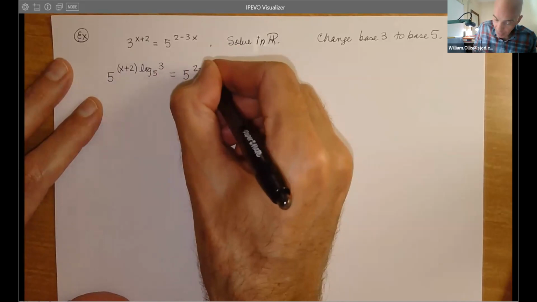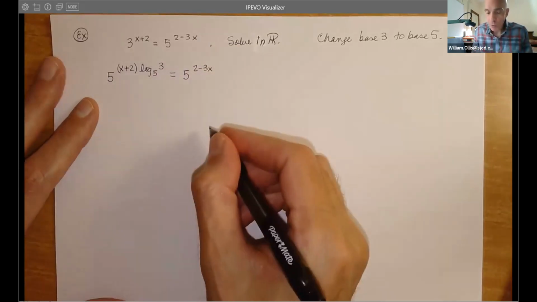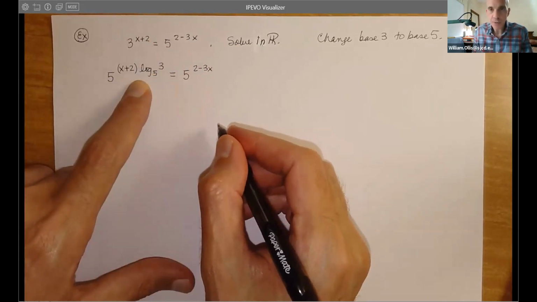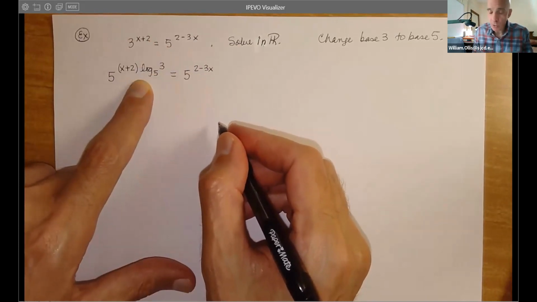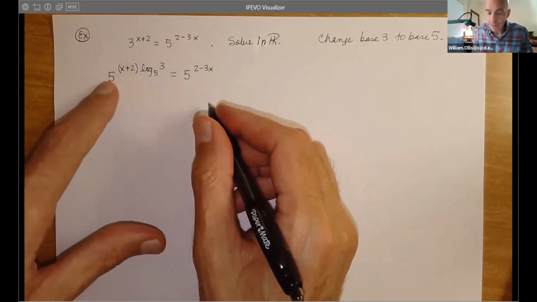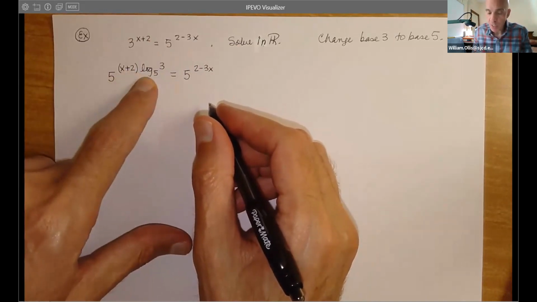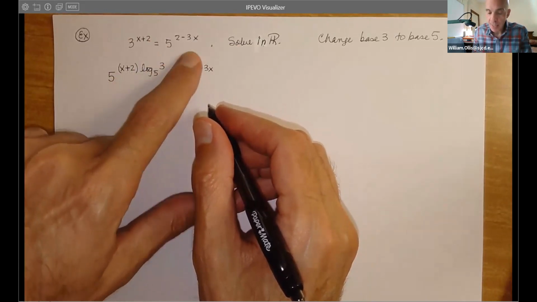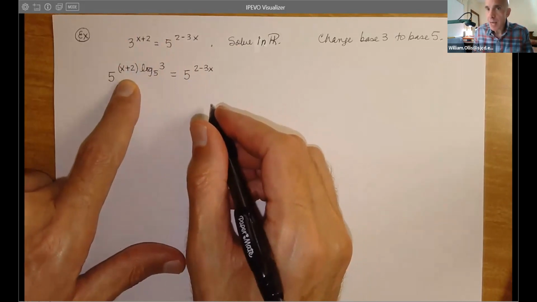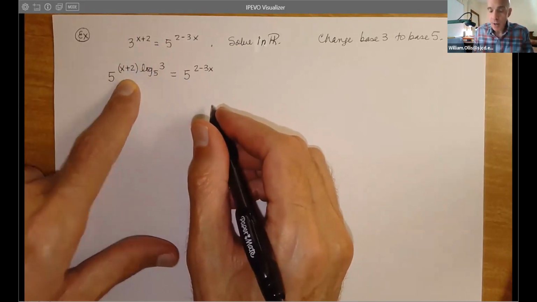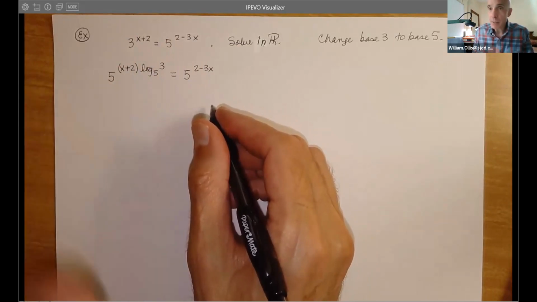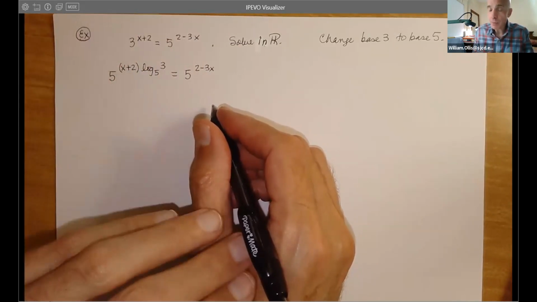2 minus 3x. So again, remember, all of these powers are just that. You can use parentheses if you want, just like we have in the Google calculator. But notice when we have 5 raised to the base 5 logarithm of 3 to the x plus 2, the x plus 2 just comes down. So that's just utilizing the inverse nature of the base 5 logarithm and the base 5 exponential. No major theorem there.